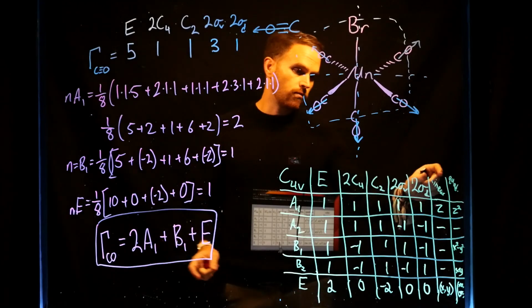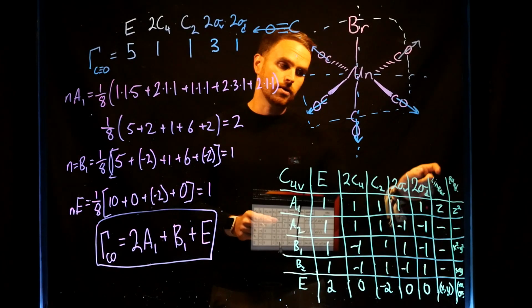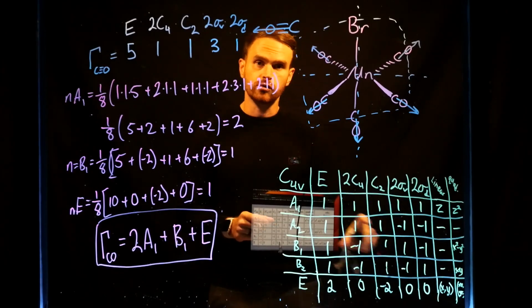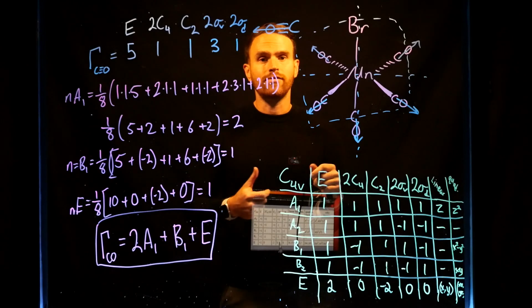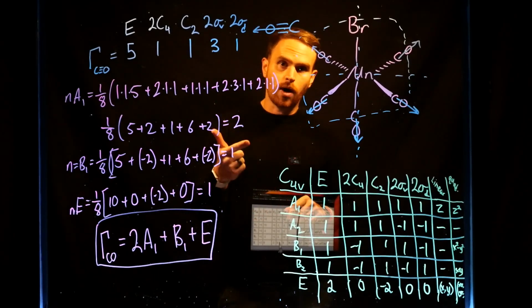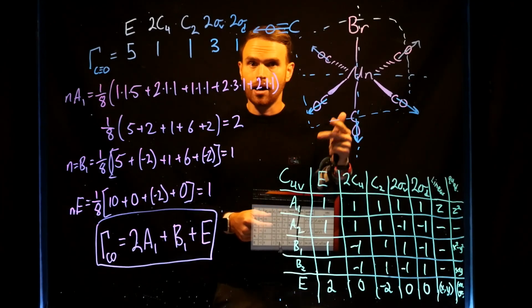Well, for IR active modes, I'm looking in our linear functions, so this first column following all these values in the character table. It turns out that IR modes are active when you have a dipole shift in the x, y, and z. So I'm looking in this column for x, y, and z.